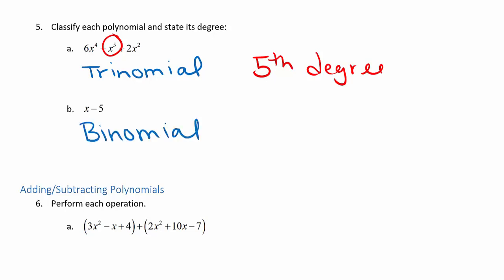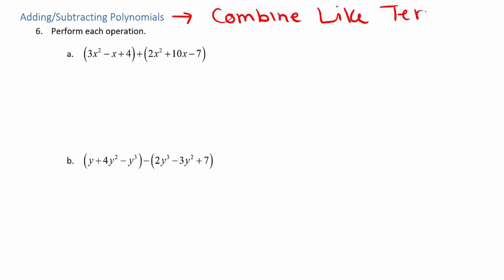Part B is a binomial. It has 2 terms, the x and the minus 5. The largest exponent is technically an imaginary 1. That's an x to the 1, so this would be a 1st degree binomial. We're going to spend some time talking about different operations you can do with polynomials, but for now we're going to focus on adding and subtracting polynomials.